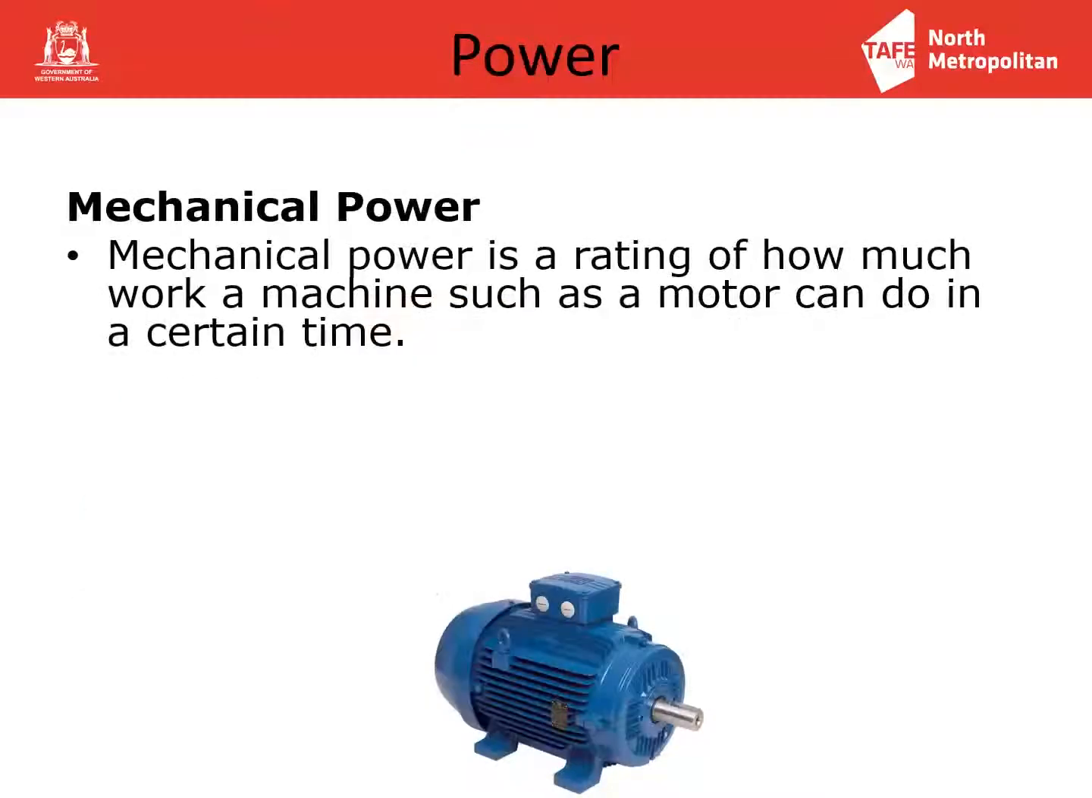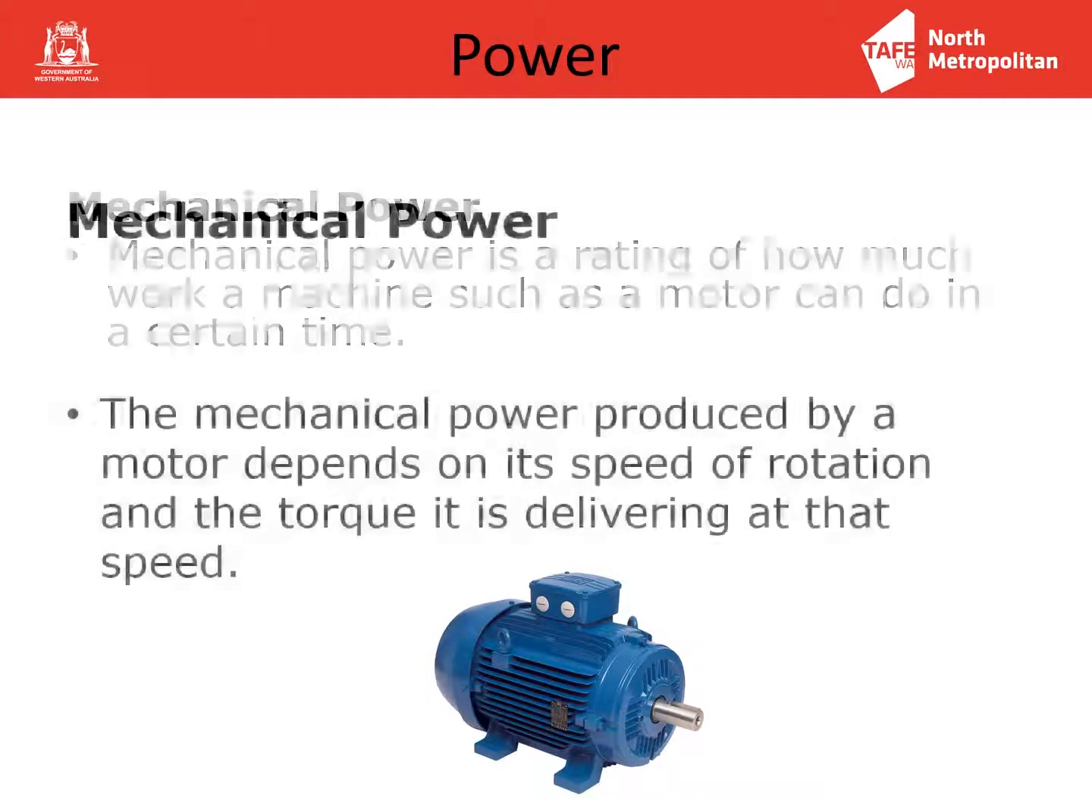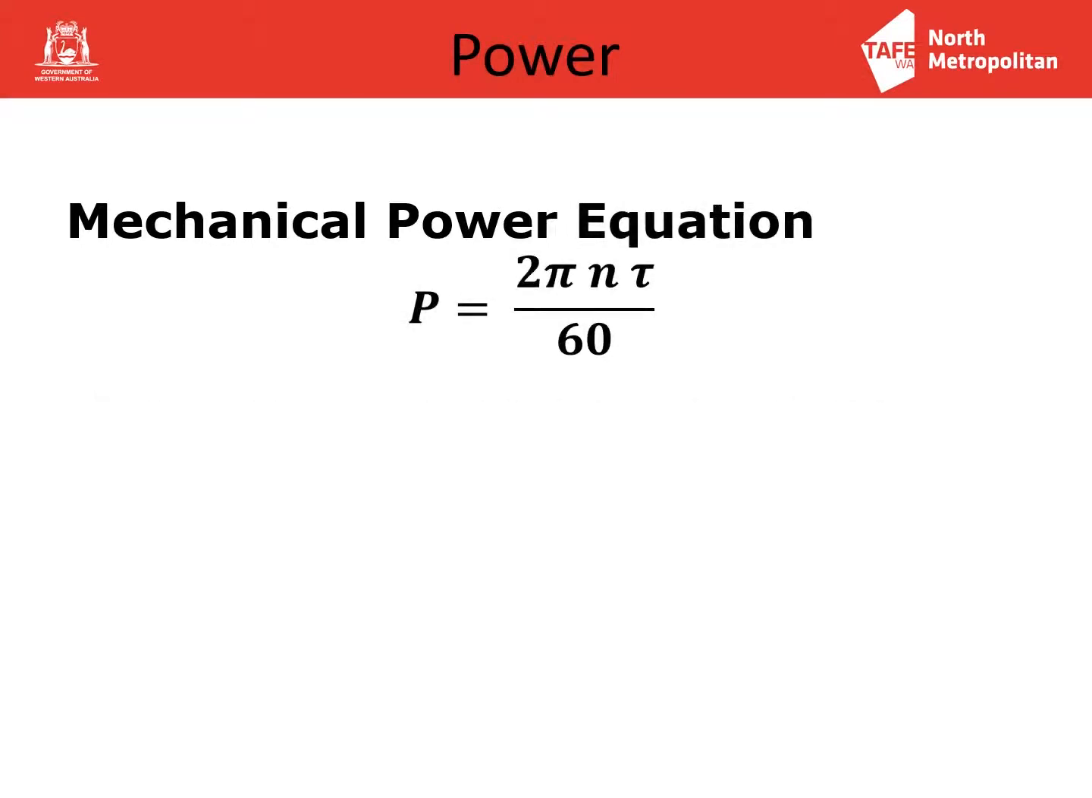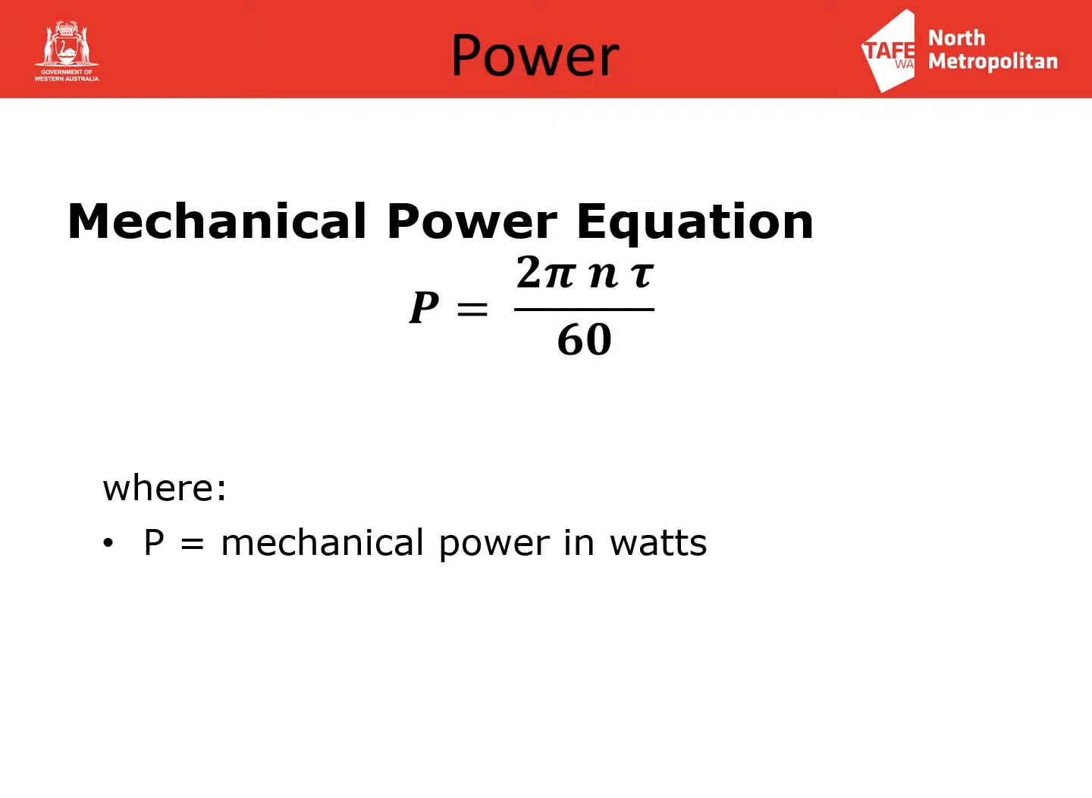Mechanical power is a rating of how much work a machine, such as a motor, can do in a certain time. The mechanical power produced by a motor depends on its speed of rotation and the torque it is delivering at that speed. This is the equation for the calculation of mechanical power for a rotating machine.